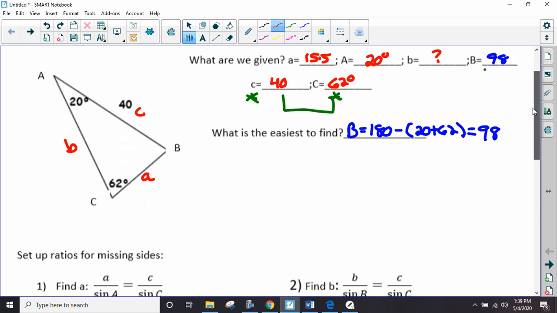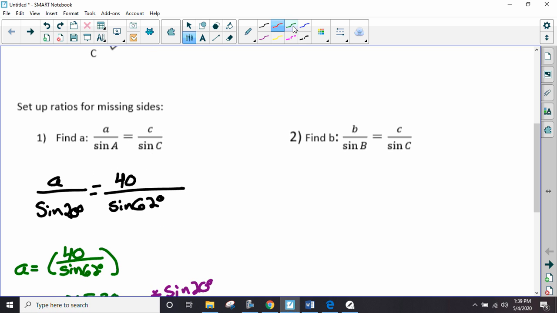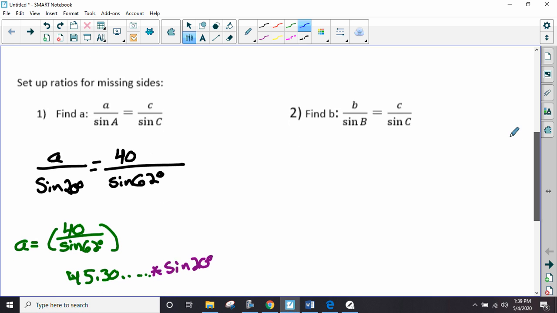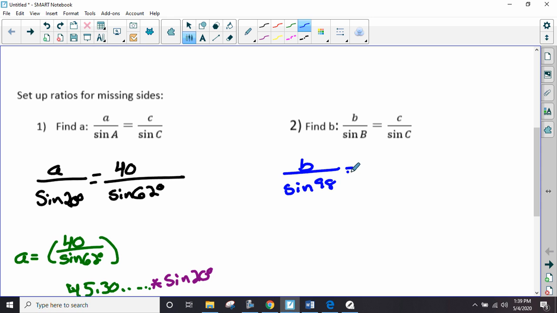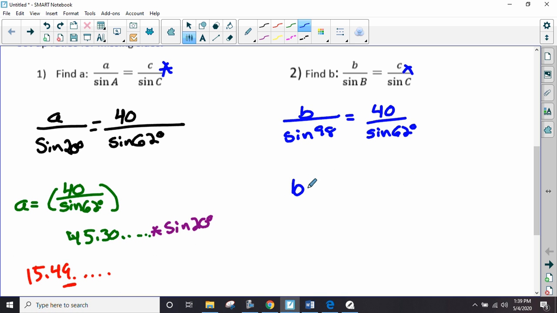Now, we're looking for little b. Well, I bet it's almost exactly the same thing. It's the same process, except we know that B is 98 degrees. Notice these are the same because that's what we were given. We want to stick with that. So I know that little b is going to be 40 over sine 62 degrees, so I want to get that first.